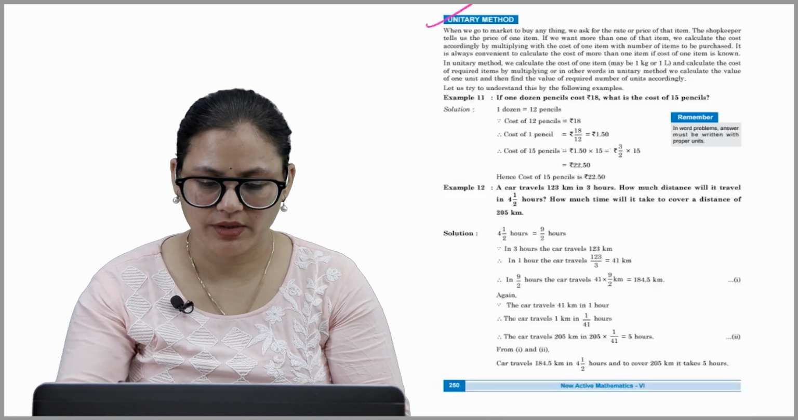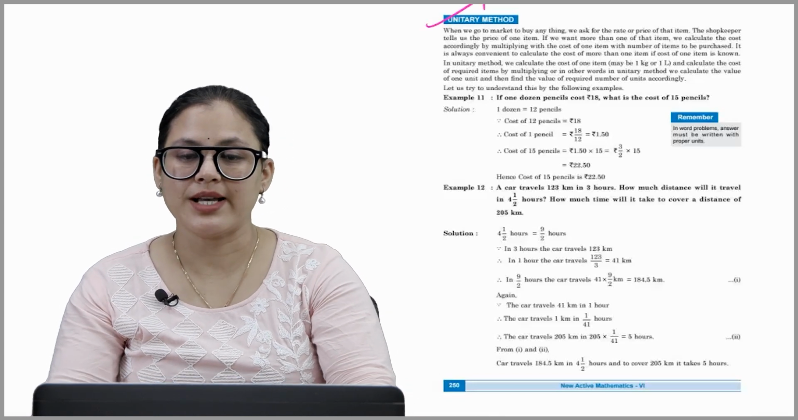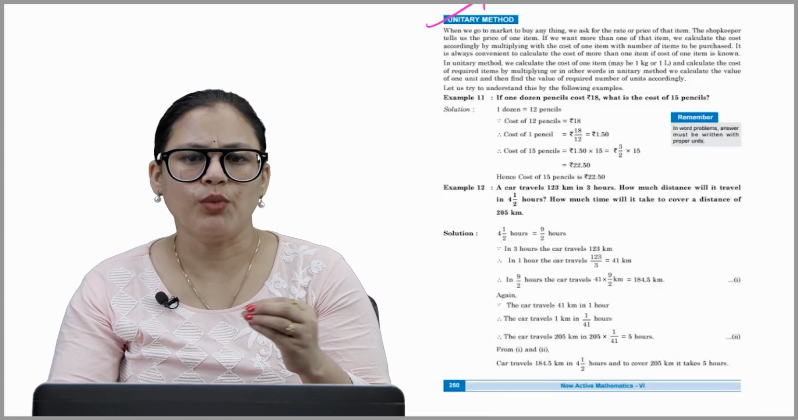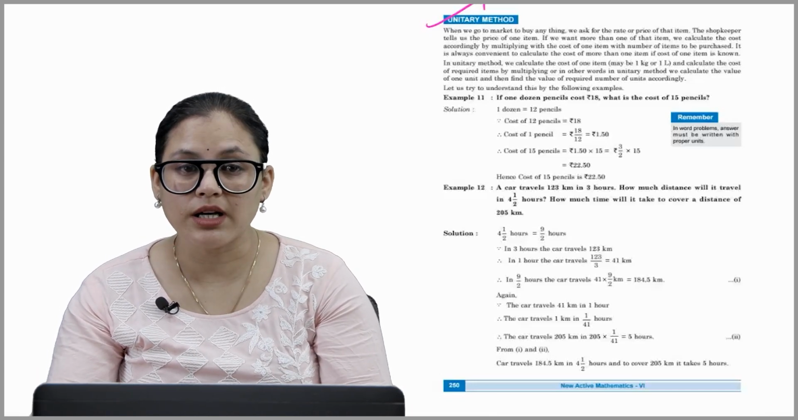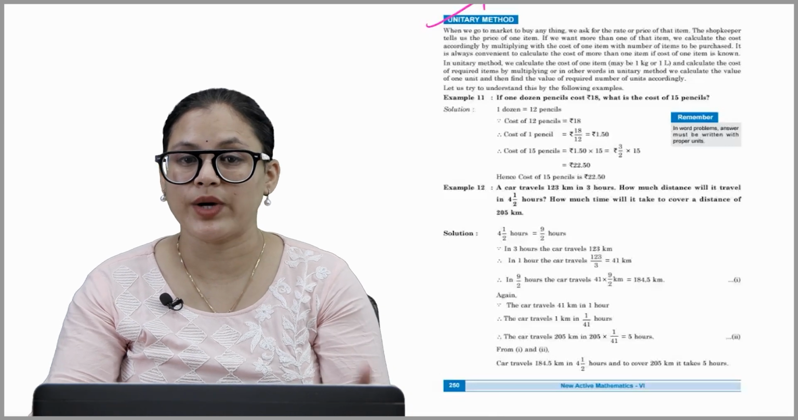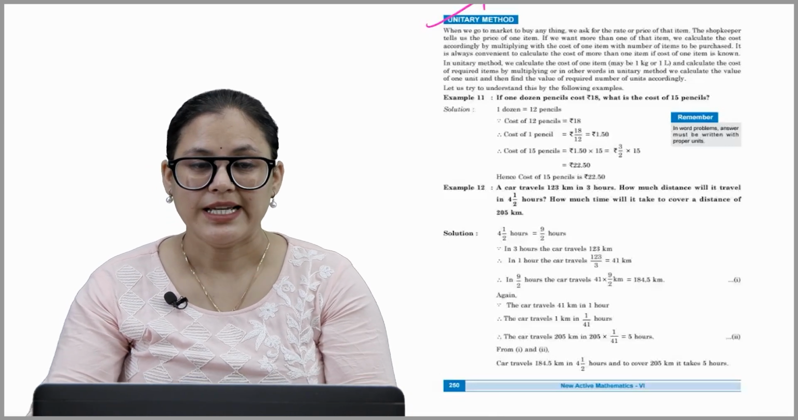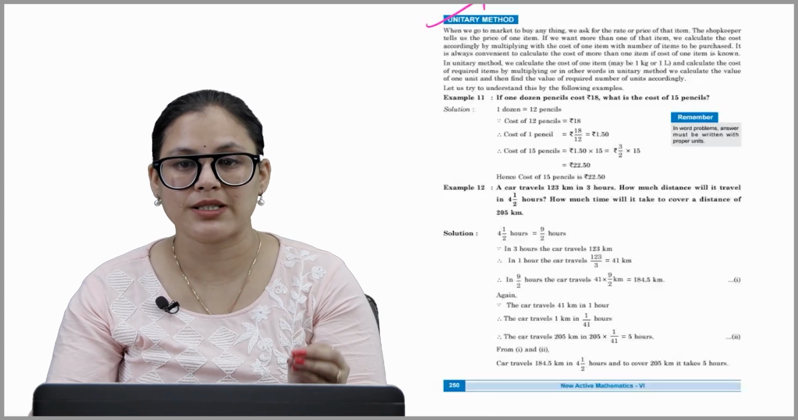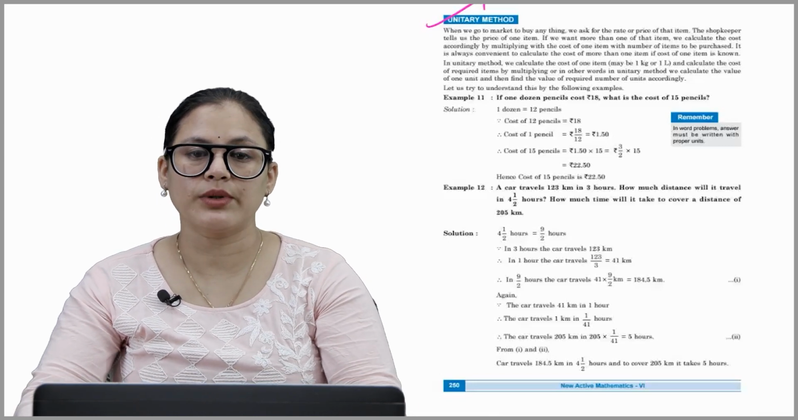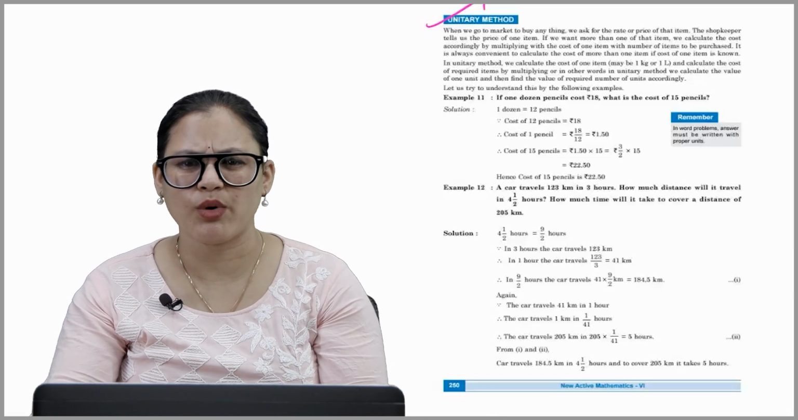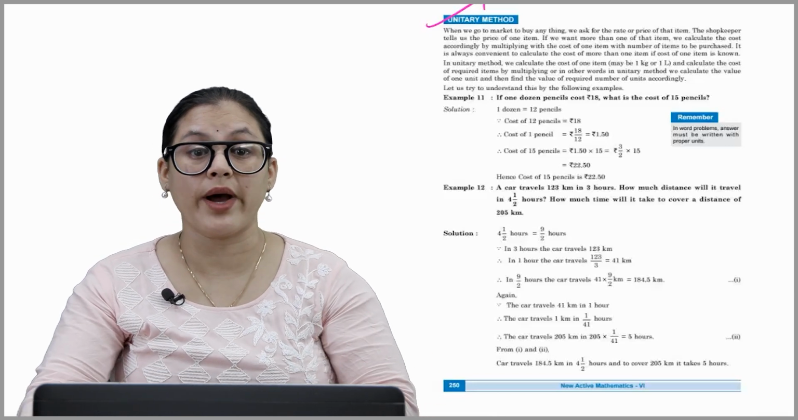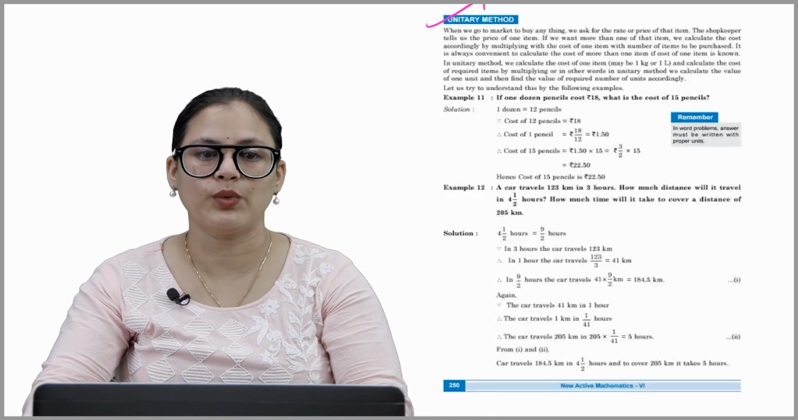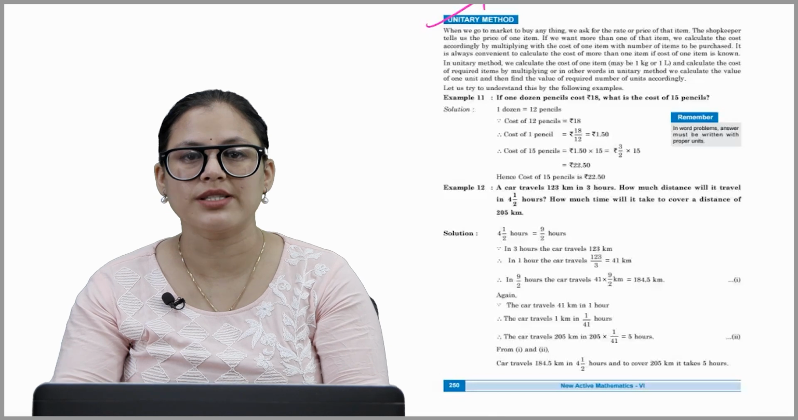Unitary method. When we go to market to buy anything, we ask for the rate or price of that item. The shopkeeper tells us the price of one item. If we want more than one of that item, we calculate the cost accordingly by multiplying the cost of one item with the number of items to be purchased. It is always convenient to calculate the cost of more than one item if the cost of one item is known. In unitary method, we calculate the cost of one item, maybe 1 kilogram or 1 liter, and calculate the cost of required items by multiplying, or in other words, in unitary method, we calculate the value of 1 unit and then find the value of the required number of units accordingly.